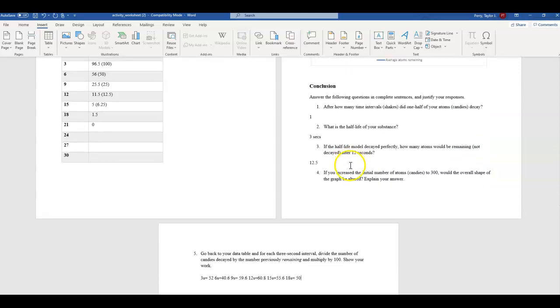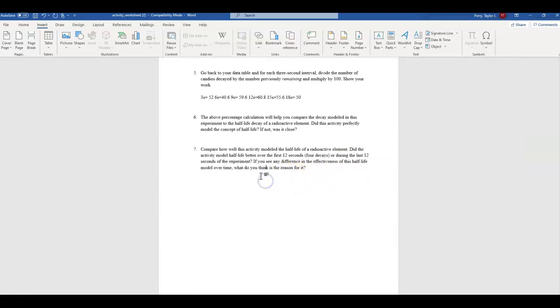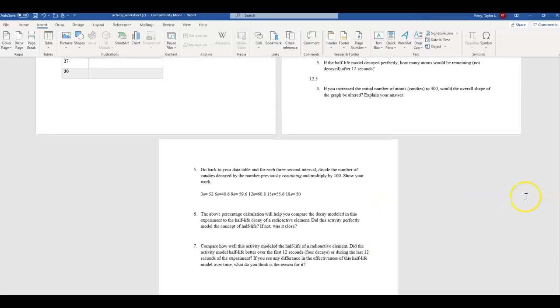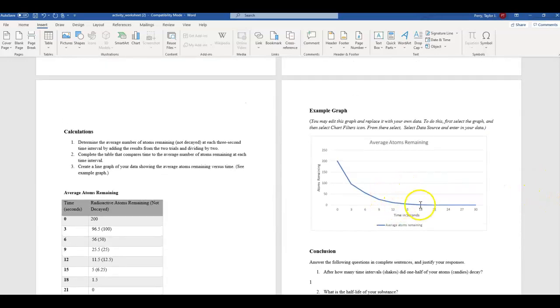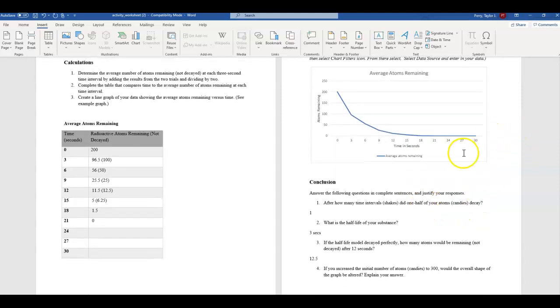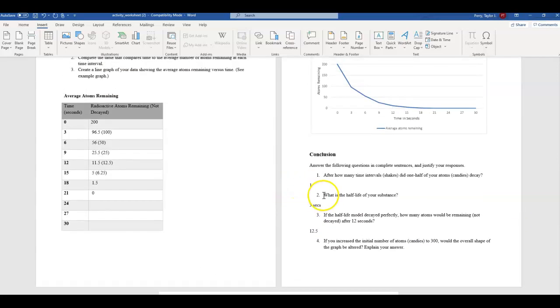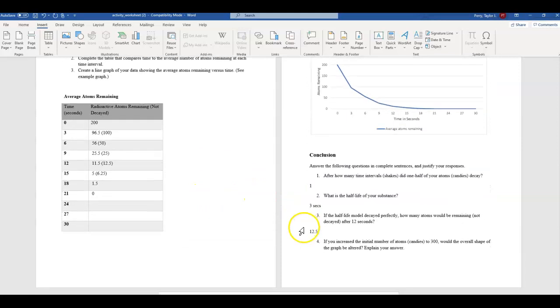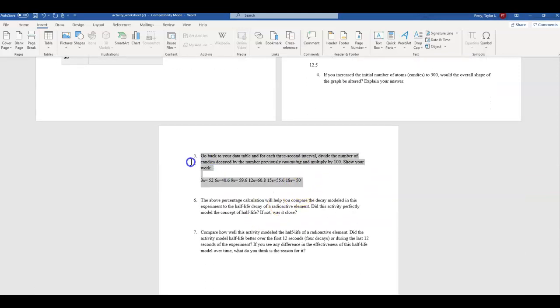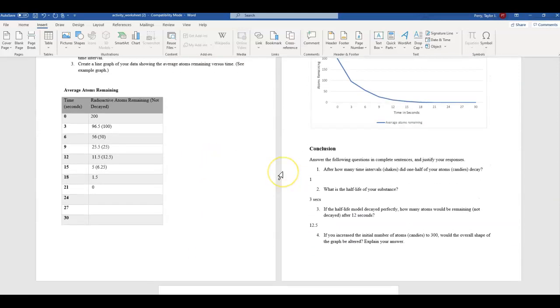So I would say that it's the first 12 seconds that model half-life better than the last 12 seconds. Because in the last 12 seconds, we got to 0 at like 18, so we didn't really get to see much change. But again, you can always see more with more numbers, right? So yeah, it would be the first 12 seconds. Anyway, that's how you do this lab. I know it's a little bit confusing, especially these questions right here. But that's how you do it.